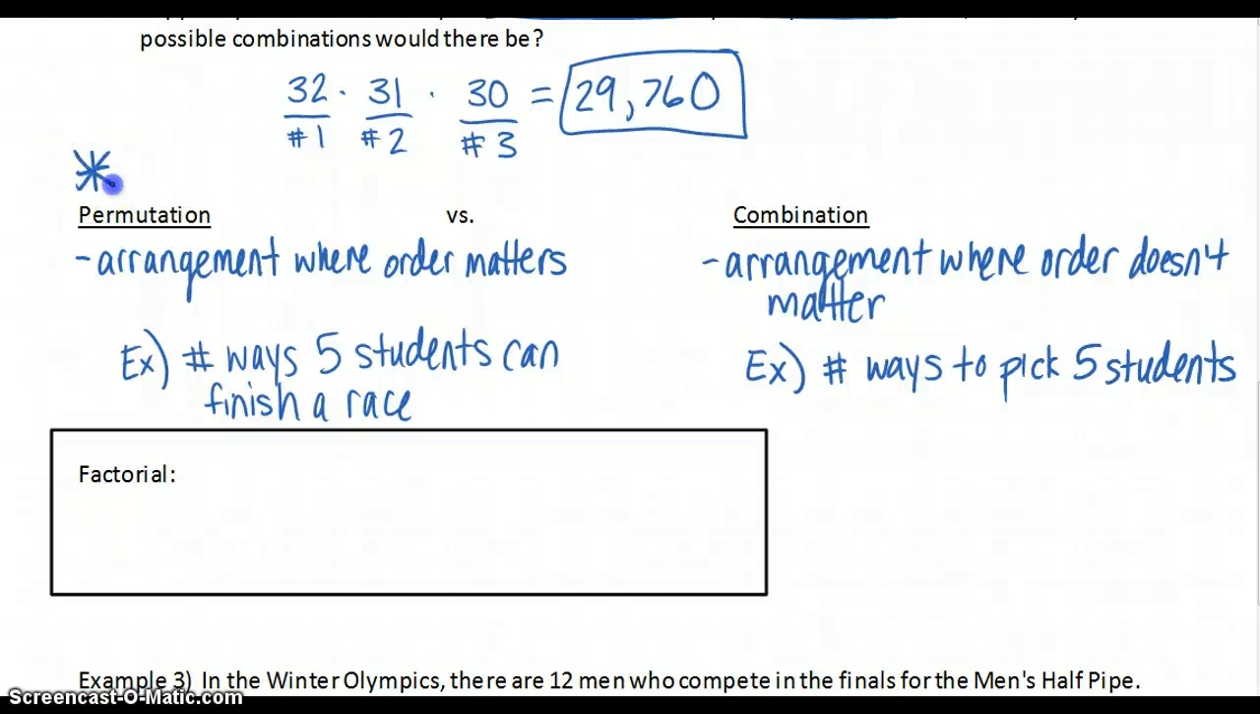Today, we're just going to focus on permutation. Today in this video and tomorrow during class. So in order to know permutations and combinations for that matter, you need to know what a factorial is.